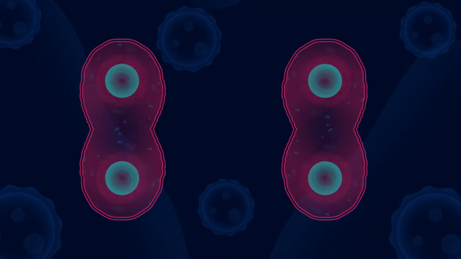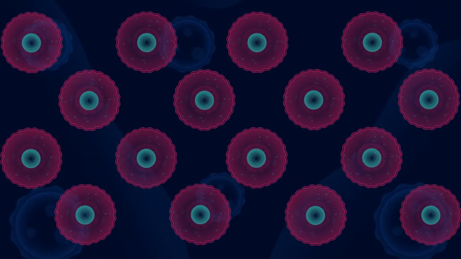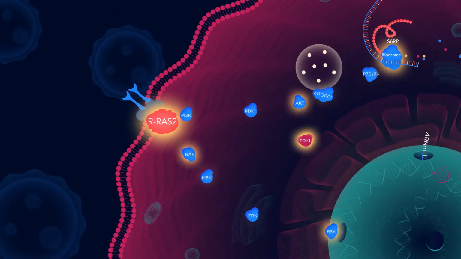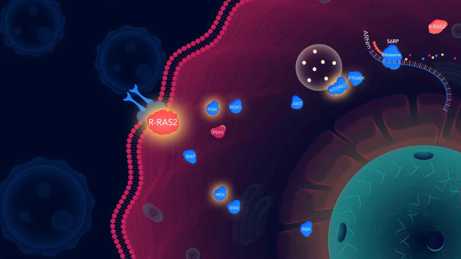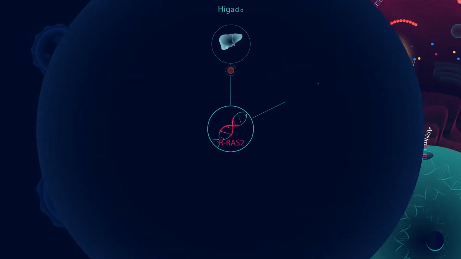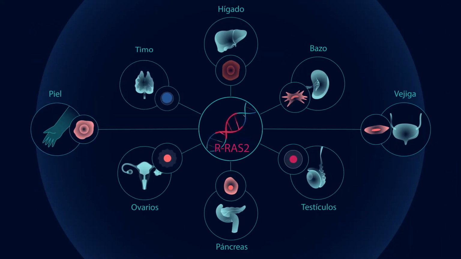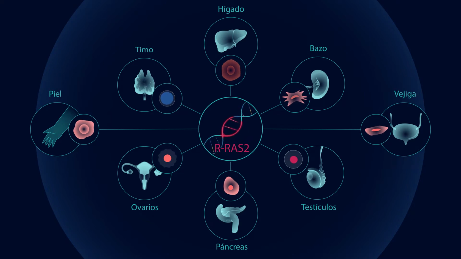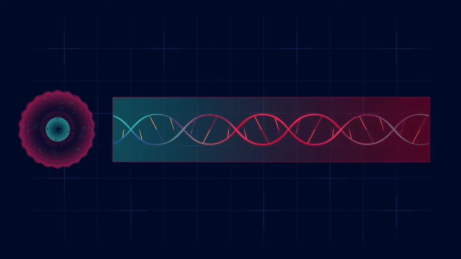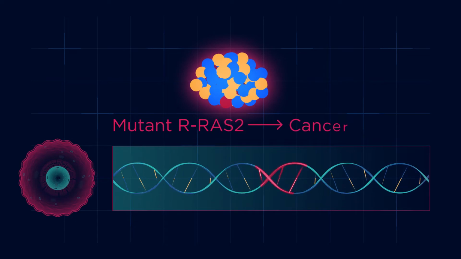After the induction of this mutation in mice, many different types of tumors appeared. This mutation induced profound changes in the signaling pathways of cancer cells. In addition, it was found that those changes varied depending on the type of cell that harbored the mutated version of the protein. This data unequivocally indicated that the R-RAS2 mutations found in cancer were tumor drivers.